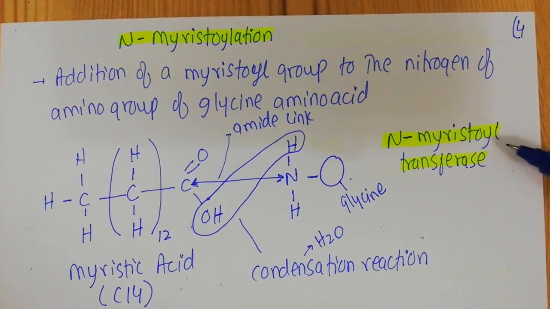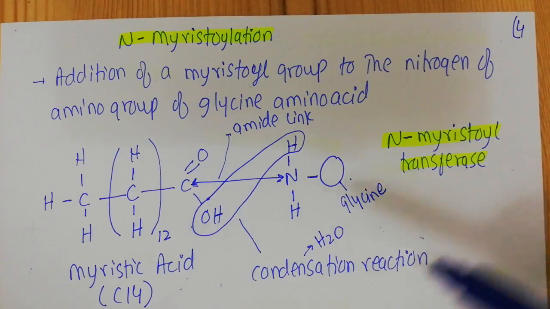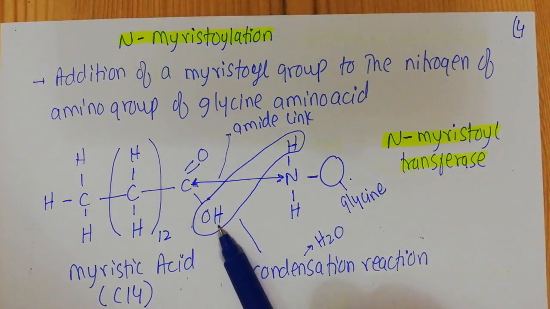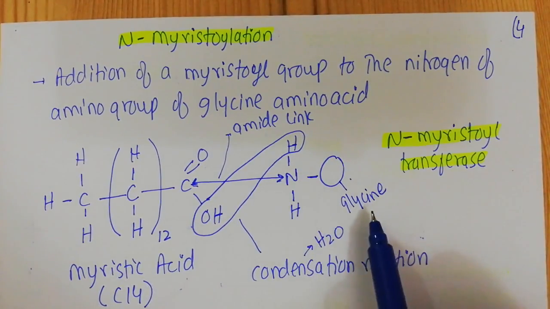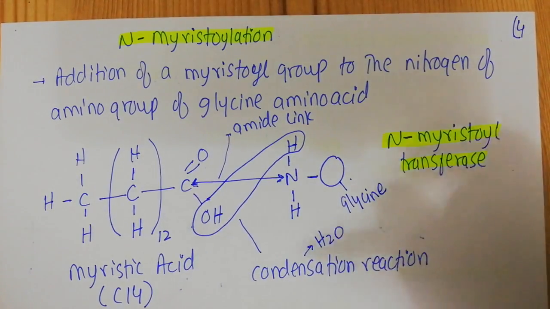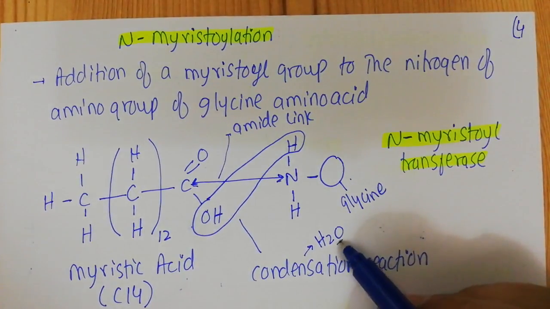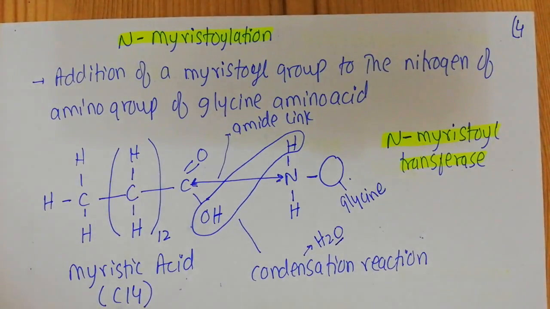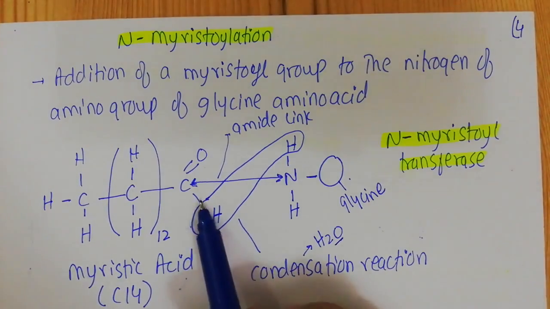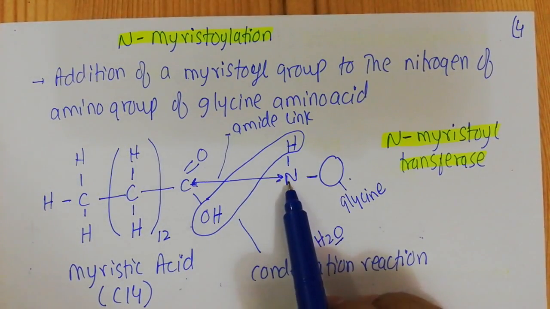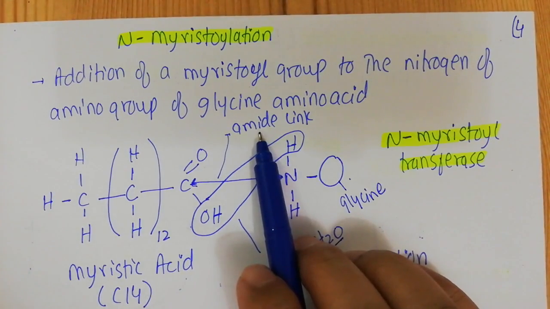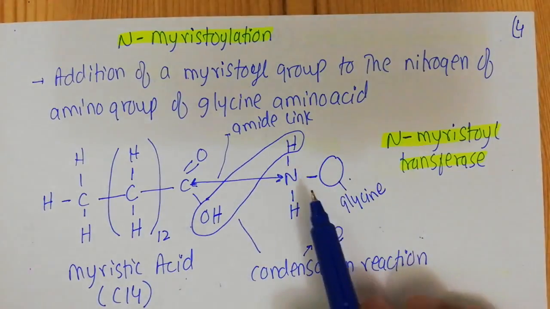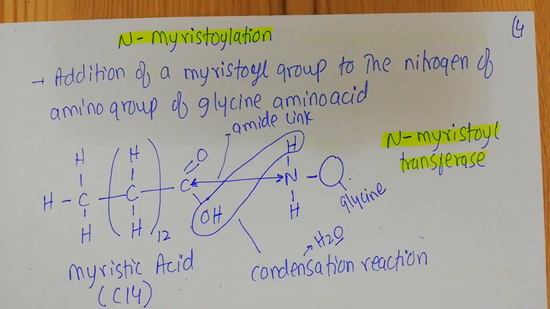So during the condensation reaction by the N-myristoyl transferase, this hydroxyl group is removed, and this hydrogen from the amino group of the glycine is removed, thereby generating a water molecule. Thereby you are going for a condensation reaction. When you go for the condensation reaction, you will be attaching this carbon to this nitrogen over here, thereby making an amide link. So N-myristoylation is the addition of a myristoyl group to the amino group of the glycine amino acid.